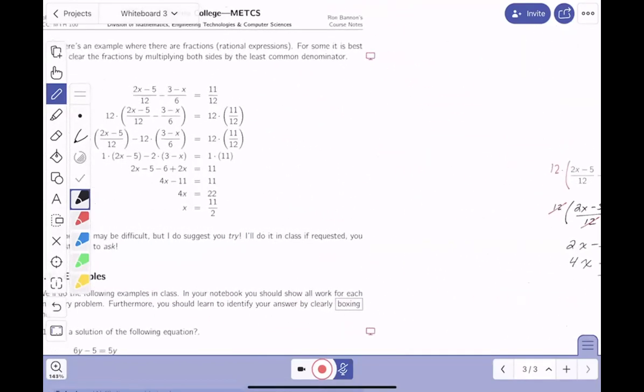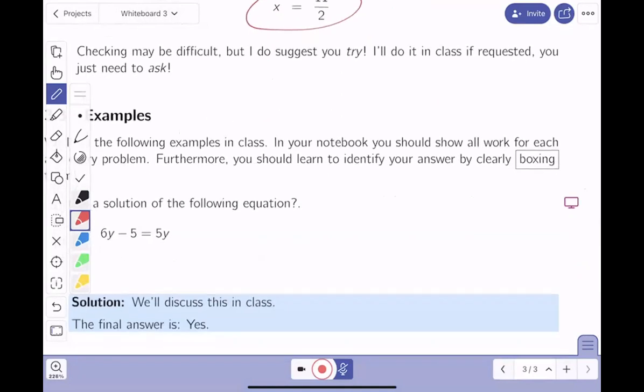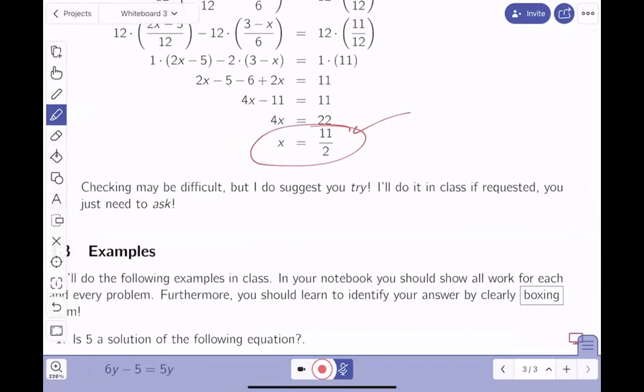Back over here. And I'm looking at it, and what do they say? They say x is 11 halves. I'm going to circle this for you. What did we say? 11 halves. Here's what it says over here. Checking. I'll write this down for you. Checking may be difficult, but I do suggest you try. By the way, when someone says something's difficult, you don't know what's difficult until you try. It says I'll do it in class if requested. You just need to ask. I'm going to pretend someone asked.